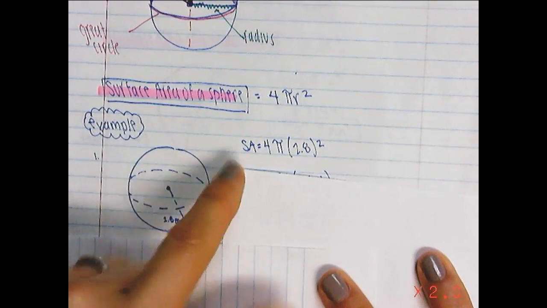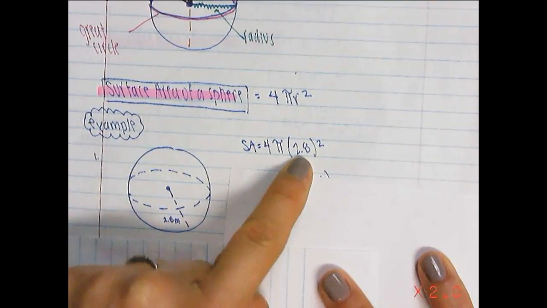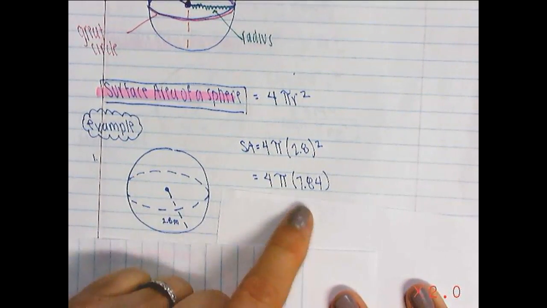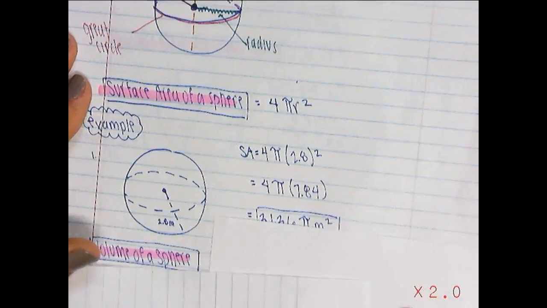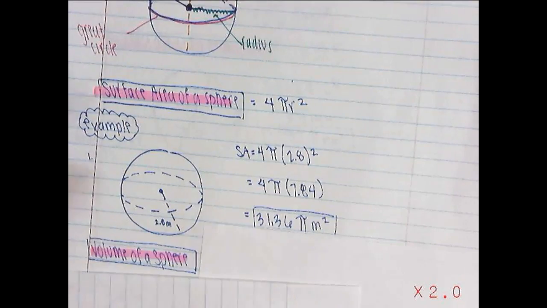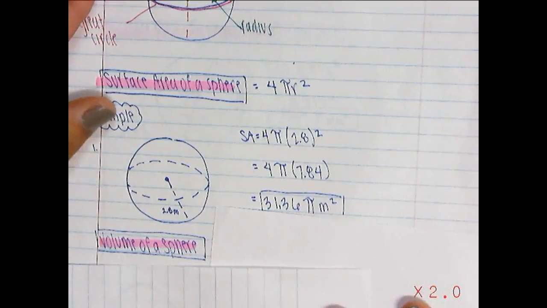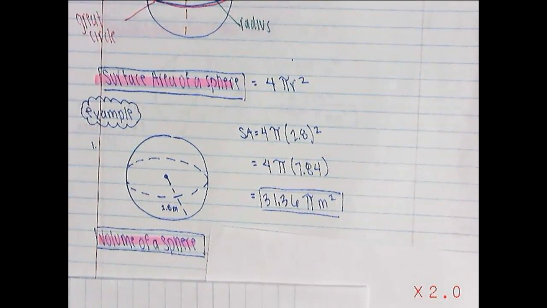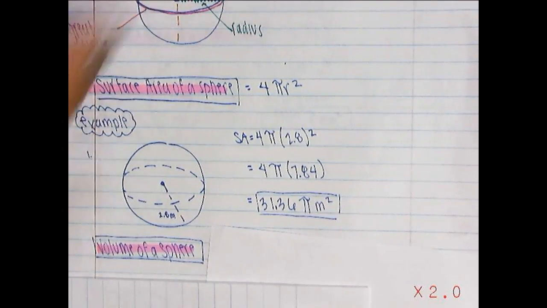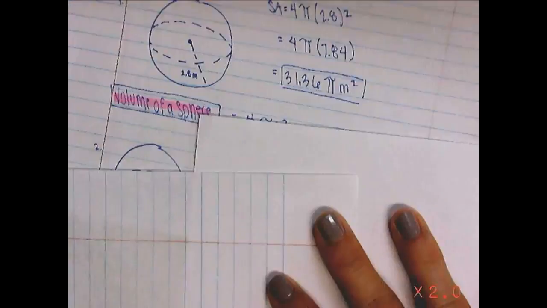So what I'm going to do is take my surface area formula, 4 times pi times my radius, which I'm going to plug in 2.8 and then square it. So 2.8 squared is 7.84. Then I'm going to multiply that by 4 and get 31.36. I'm going to leave this in terms of pi, so 31.36 pi meters squared. All right, so that is surface area. Nothing too crazy, right? No special right triangles. Yay!